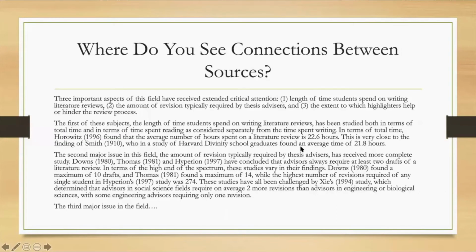Okay. So here we have an example. You might recognize it from the last webinar. This is a lit review organized thematically, so by sub-theme. So this topic was talking about writing literature reviews, and the writer found three themes in the literature: length of time students spend on writing lit reviews, the amount of revision typically required by thesis advisors, and the extent to which highlighters help or hinder the review process. So from their source matrix, they found these major themes in the literature.